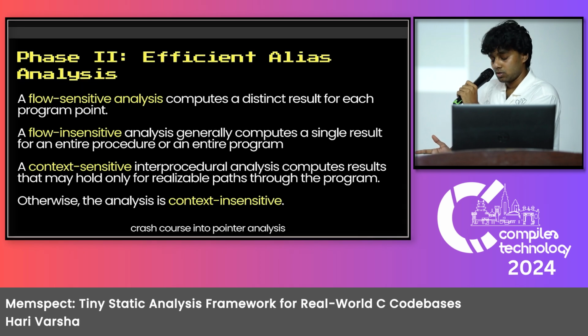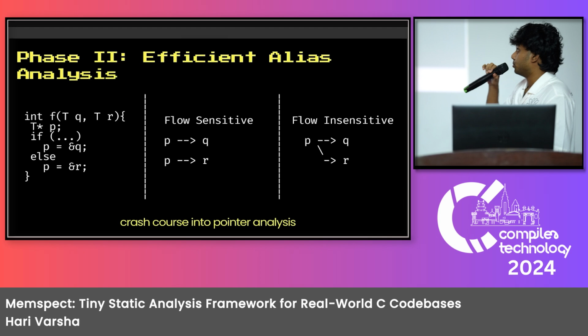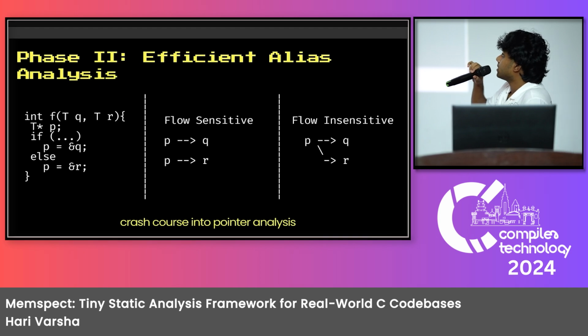Same thing with context sensitive and context insensitive, right? So essentially, flow sensitive analysis computes distinct results for each program point. The insensitive one is like my dad, he doesn't care about anything I do. So he just gives one single result every time I do it. I'll just show you a bit of an example, right? You can take it as a good example.